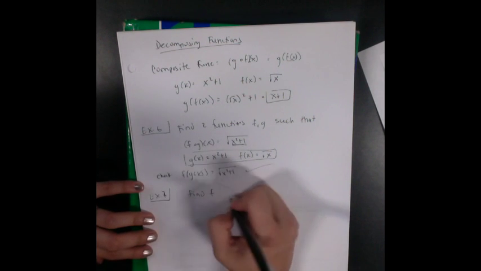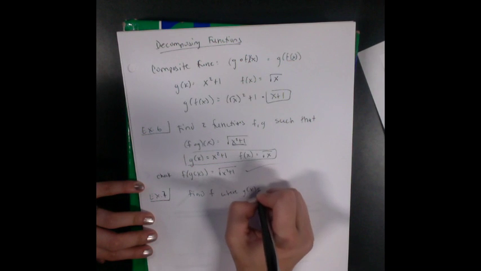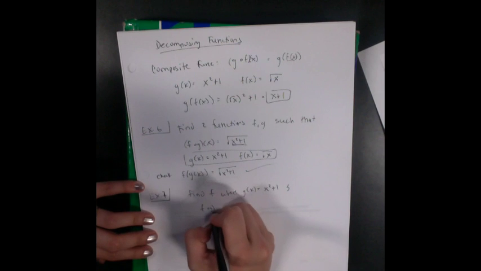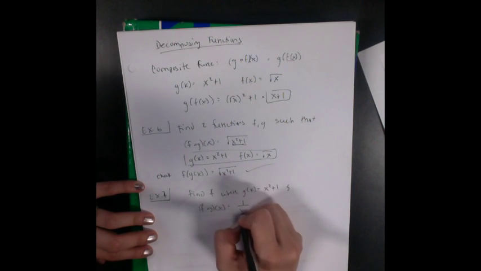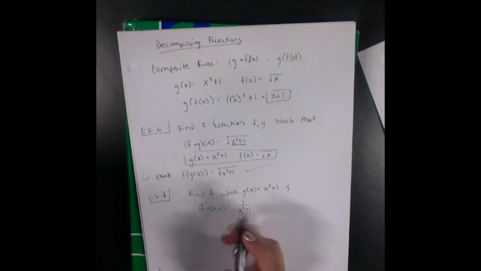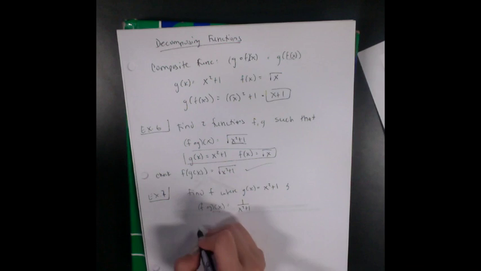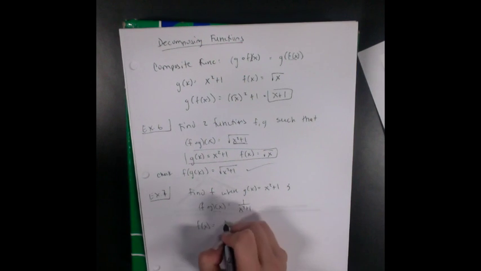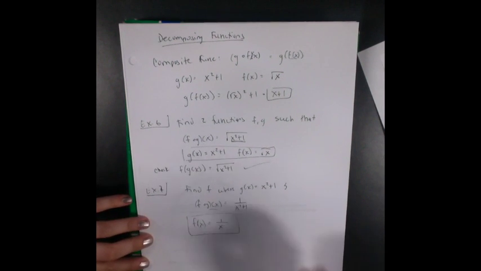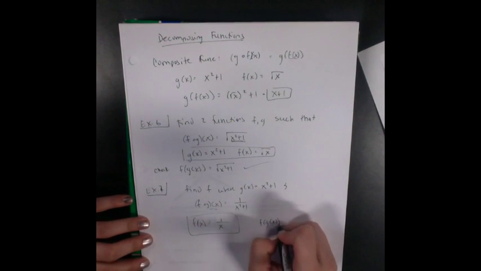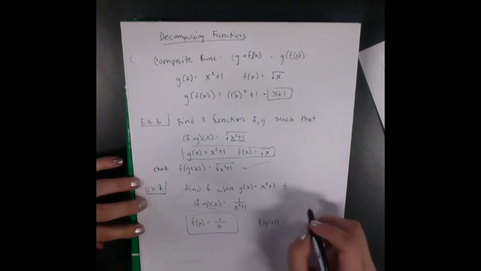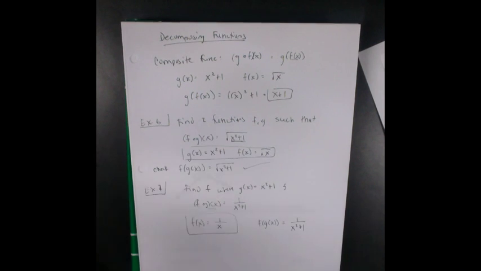Find f where g of x is x squared plus 1 and f of g of x is 1 over x squared plus 1. So if g of x is x squared plus 1 and I've plugged in g of x into f, there's really no work to show. I just show that f of x is 1 over x. And we can check this because f of g of x, if f of x is 1 over x, I'm plugging in g of x into f, which means I get 1 over x squared plus 1.